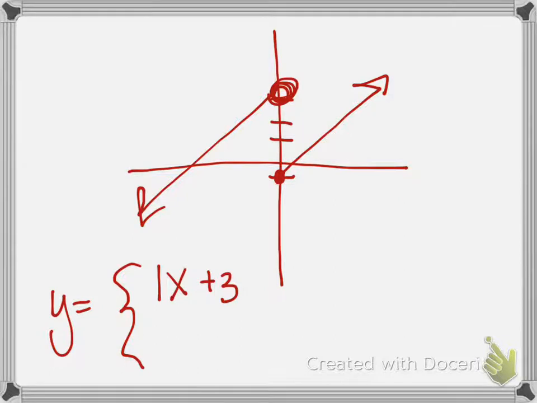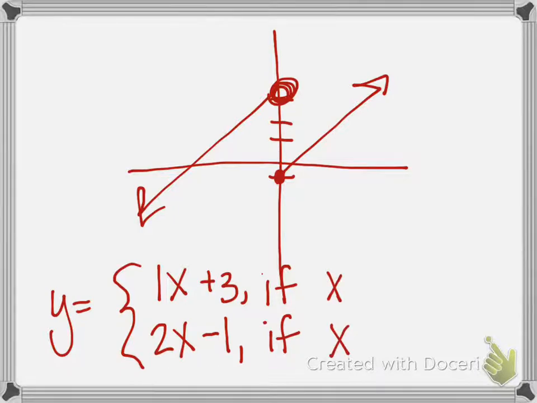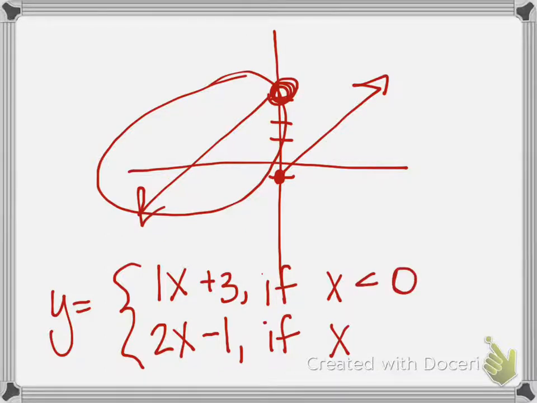This second one starts at negative 1, and its slope is up 2 over 1, so 2x minus 1. Now we do have to write this part, this if part. And for this first one, we're only doing x's that are negative. So x has to be less than 0. And for the second part, we're doing x's that are positive, x is greater than 0.